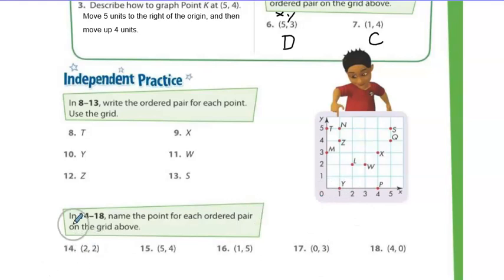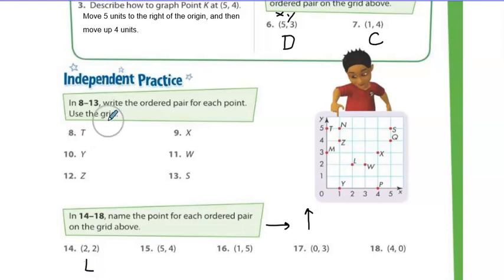So if I were to go over 2, so remember it's over, then up. If I were to go over 2 and then up 2, you'll see that L is hovering over 2 on the x-axis, and it's straight across from 2 on the y-axis. So this point would be L.